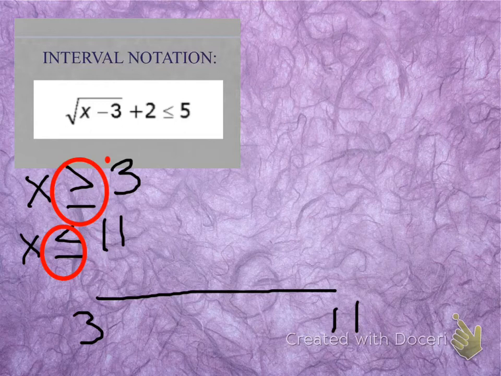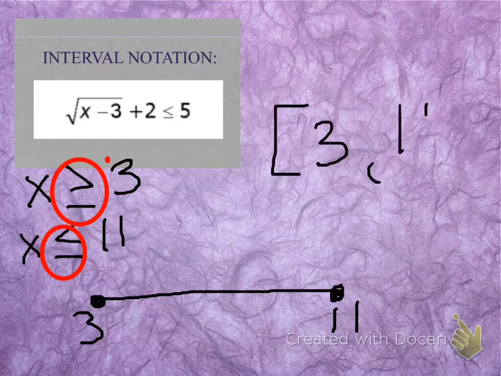And since they are both greater than or equal to, or less than or equal to, which is the key word there, therefore, they have to be closed circles. Which means that closed circles are brackets. That's why you write bracket 3, 11 bracket. Because that means that 3 and 11 are included in the options for the answer. And that's how you do interval notation.